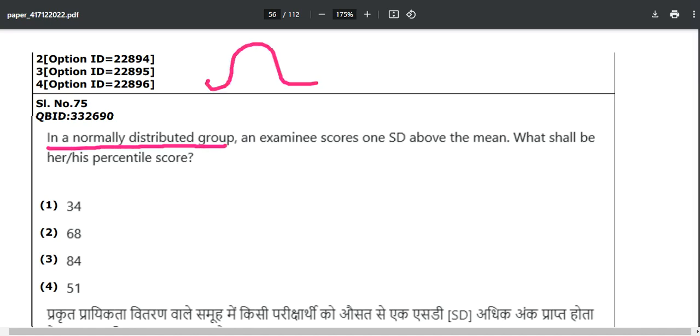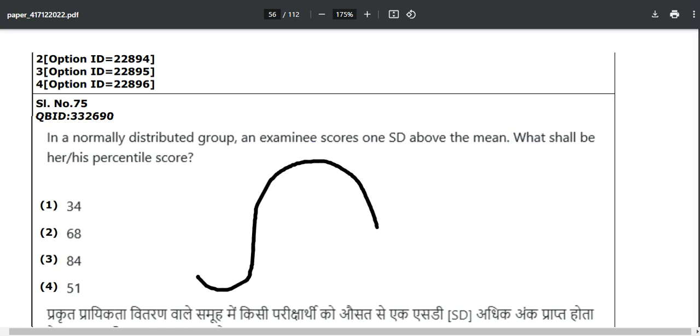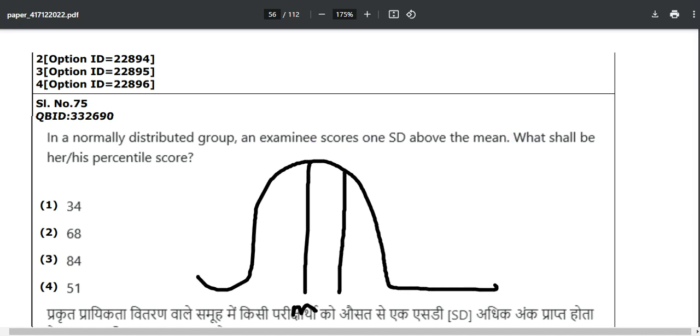An examinee scores 1 SD above the mean. This is the mean. What does 1 SD comprise of?